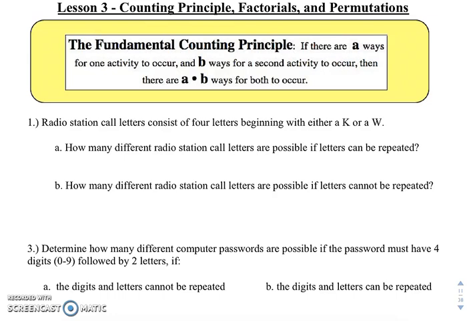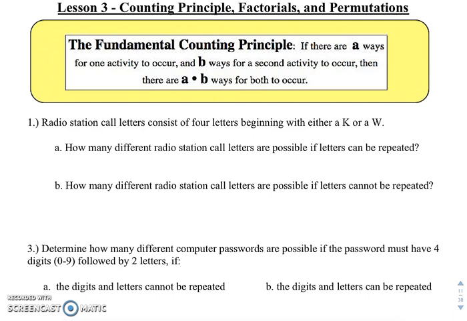So the fundamental counting principle gives us the number of combinations or variations for certain things. It's just giving us a number of something. It says if there are A ways for one activity to occur and B ways for a second activity to occur, then the number of ways for the first activity times the number of ways for the second activity gives us the total number of ways for both to occur. Sometimes there's more than two things going on, but really that's all there is to it.